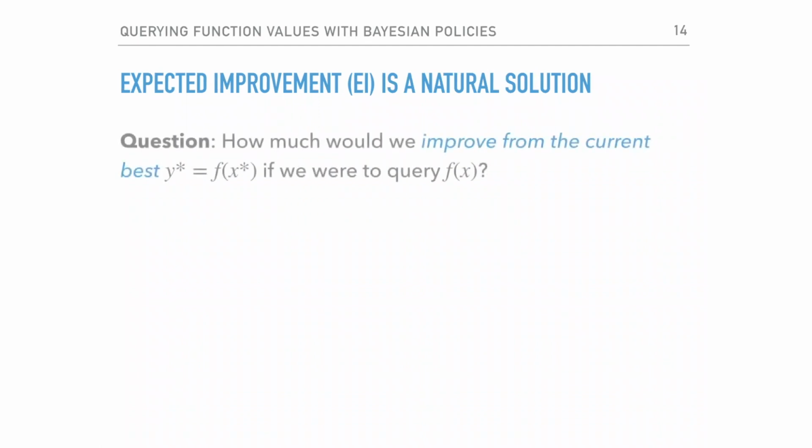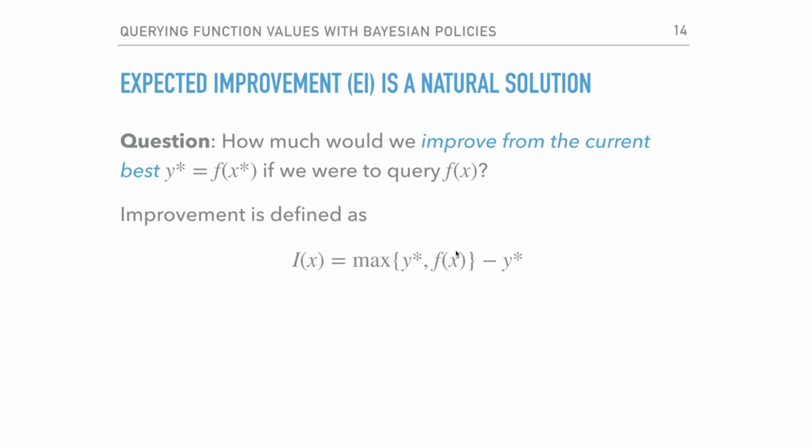Here, the motivation is the question, how much do we expect to improve from the current best point that we have seen so far, which we typically call the incumbent y star, if we were to query the function value f of x at any given location x. Here, improvement is defined to be this quantity I of x, which is a fairly natural metric for improvement.